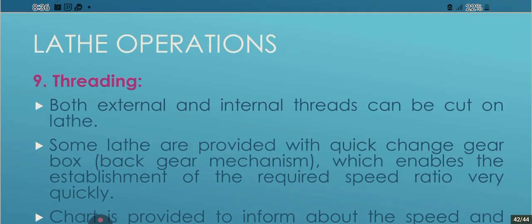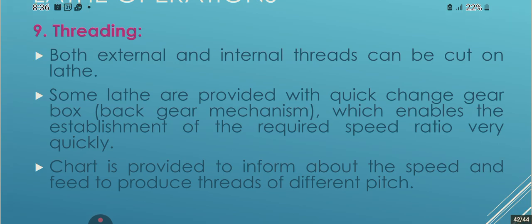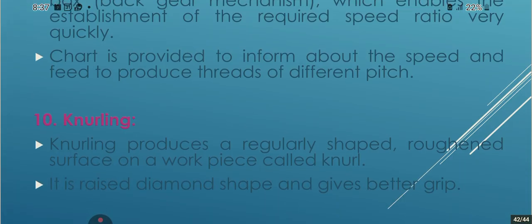Both external and internal threads can be cut on the lathe. Some lathes are provided with quick change gear mechanisms, which enable the required speed ratio to be established very quickly. Change gears are provided to vary the speed and feed to produce threads of different pitches.